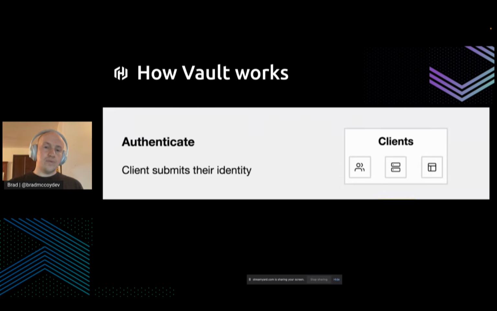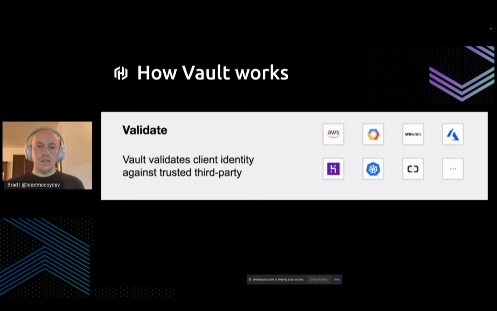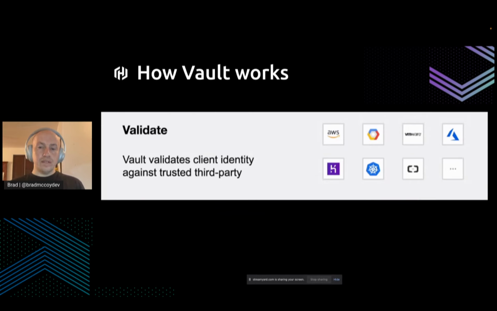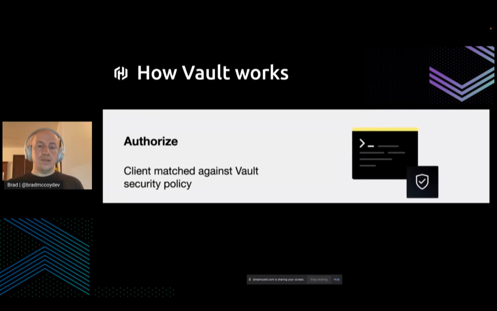So the first step, like we said before, is you authenticate. The client submits their identity, and it's good to know when you're learning these things the difference between authentication and authorization in the security world. So you authenticate, saying we know who this person or this machine is, and then we're going to validate it. Vault validates the client identity against a trusted third party. And then they're going to authorize it.